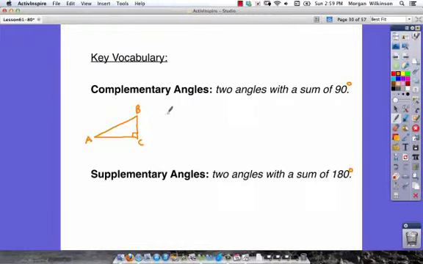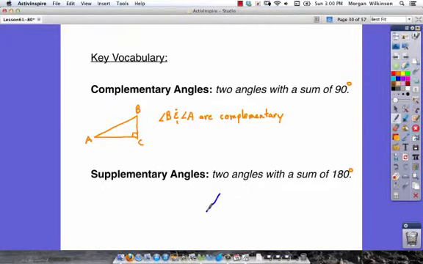So we could say angle B and angle A are complementary, because we know that they must add up to 90 degrees, because the sum of the inside angles equals 180, and 90 plus 90 is 180. Now supplementary angles. Supplementary angles are when two angles add up and have a sum of 180 degrees.